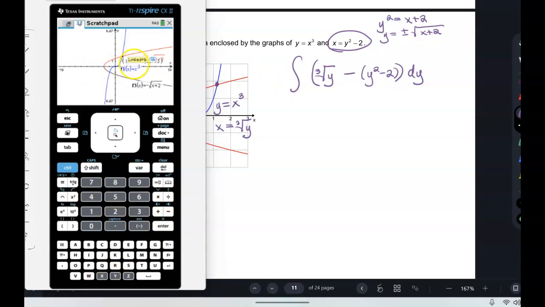Why can't we have it as one graph? Just write plus or minus? No, that would not be a function. You can only graph functions, not a relation.